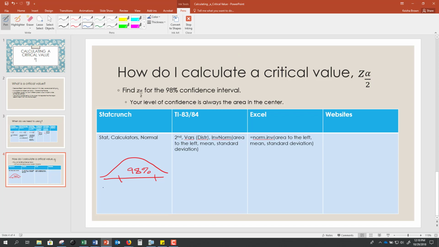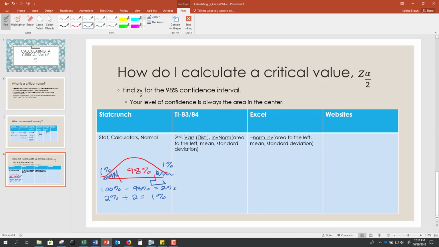So if 98% of our data is in the center, then we have to figure out what's on the outsides. So 100% represents everything that's under our curve. So what's on the outside is 2%. Then we need to figure out what's just on each individual end. So we take 2% and we divide this by 2. We need to split it in half because our distribution is symmetric. So 1% is on both sides. So we have 1% on this side and 1% on the right side.